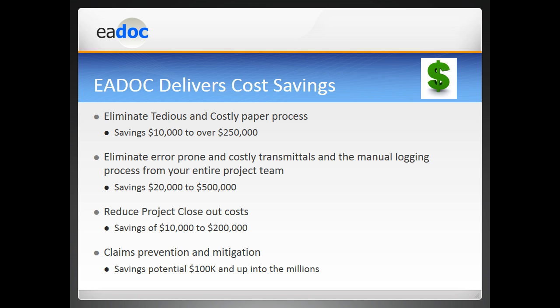And then the claims prevention and mitigation. If you look at the cost of a claim, just evaluating a claim, if you have to get legal counsel involved and a few experts in just to research a claim filed by a contractor, your bill can easily hit $100,000. So with EADOC, we're trying to mitigate that and allow you guys to manage the risk to prevent that claim from even getting filed.